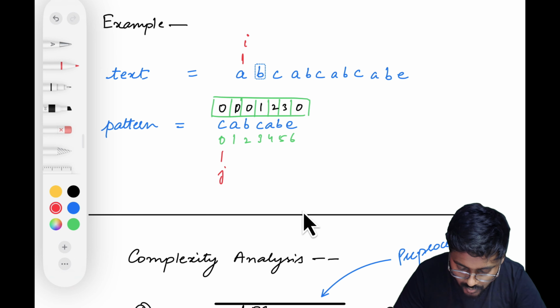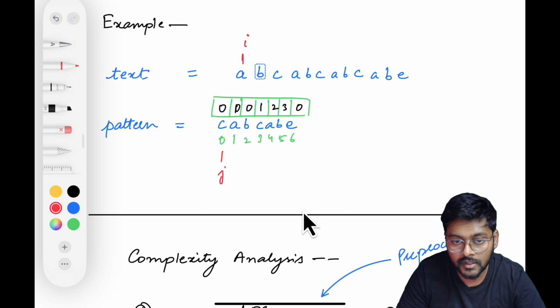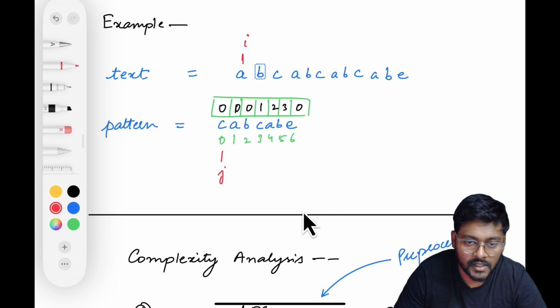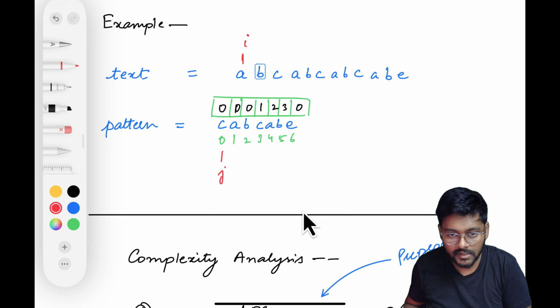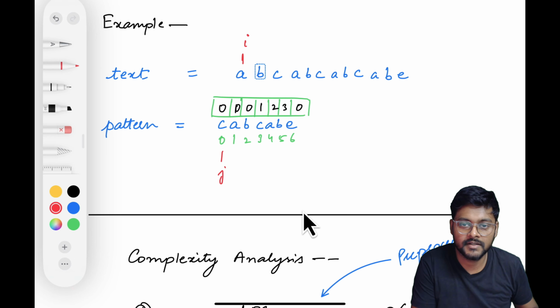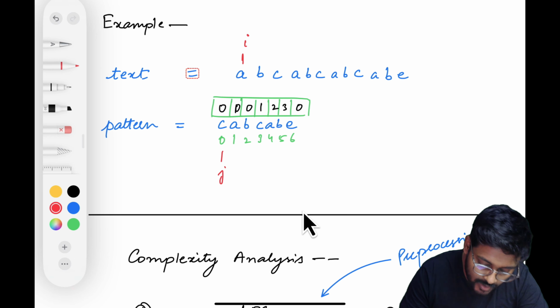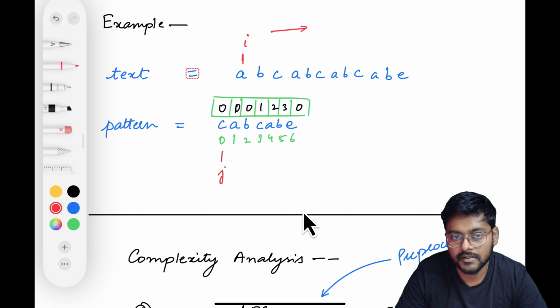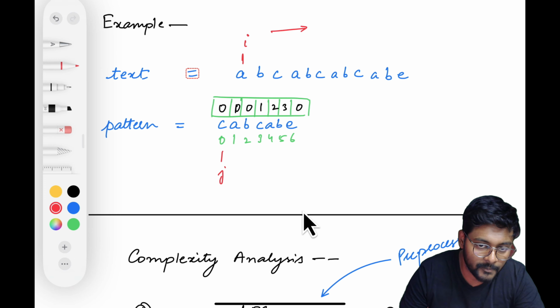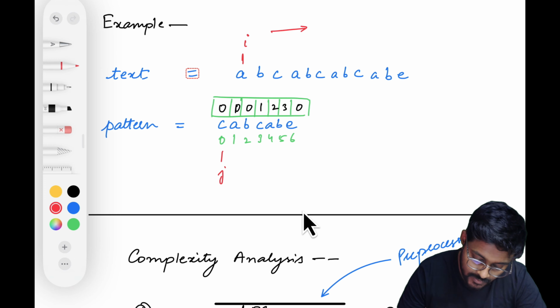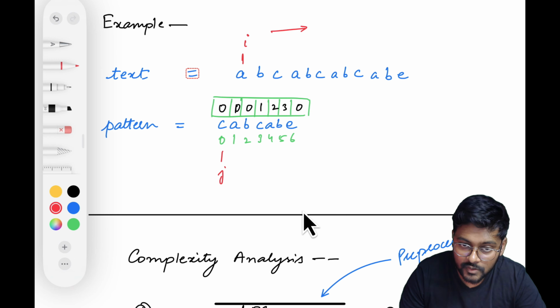If the two pointers, I and J, are matching, we will just increment both. Otherwise, I have to update J, shifting it backwards to start searching again. But the I pointer will only move forward in this case. The I pointer is not going to come back. That will help me keep the algorithm linear.